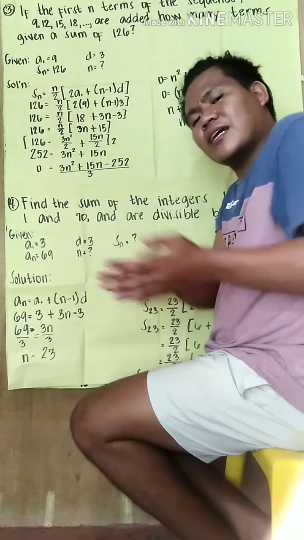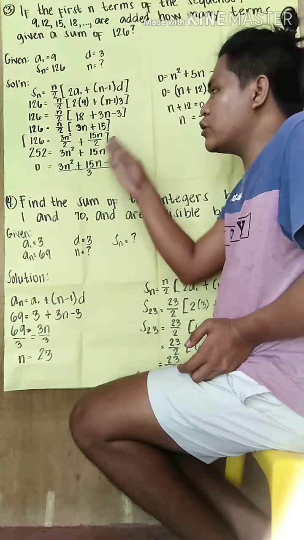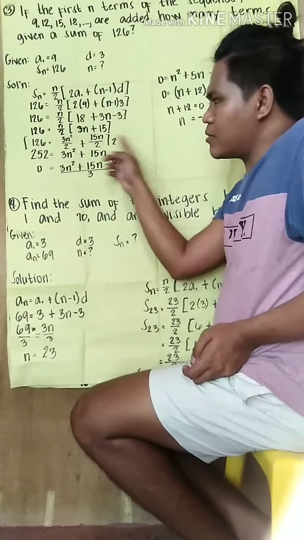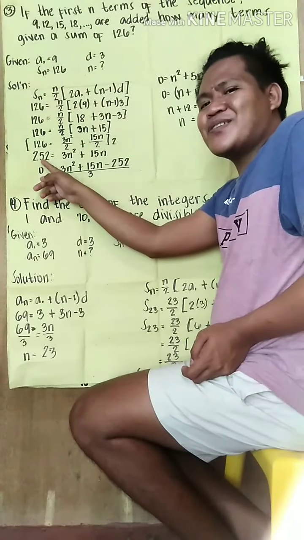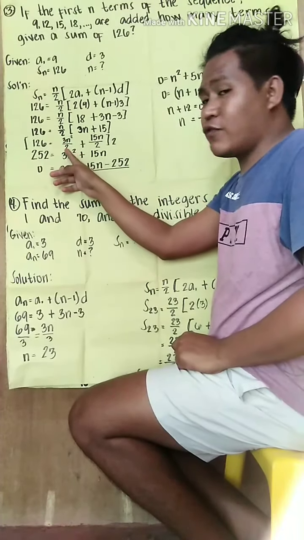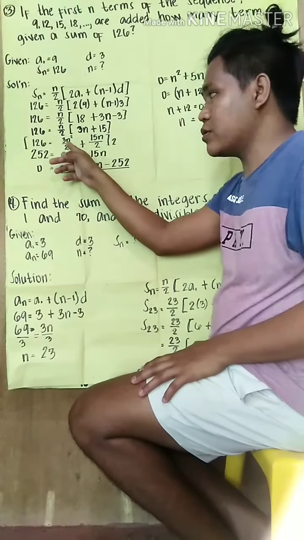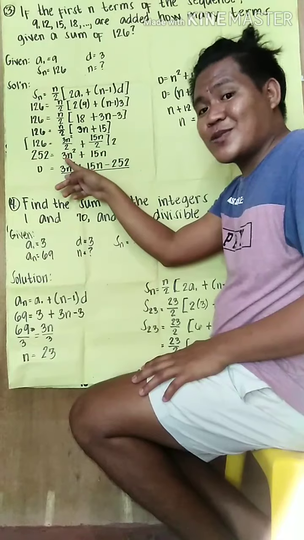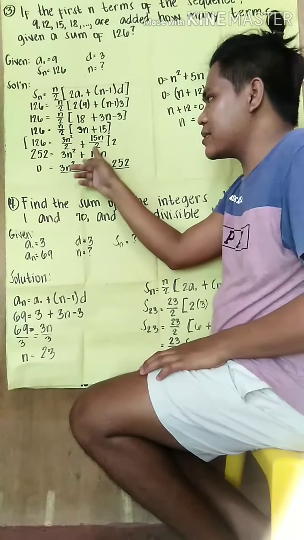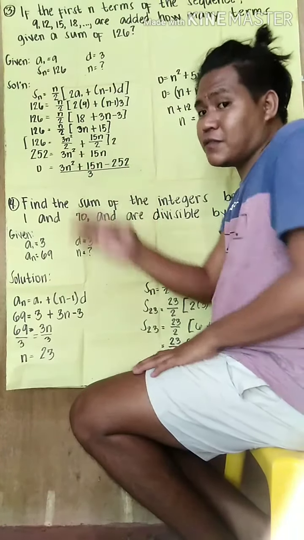So multiply both sides by 2. It is the multiplication property of equality. Whatever you multiply on the left side, just multiply on the right side. So 126 times 2 is equal to 252. You got it right. So 3n squared over 2 multiplied by 2 simply cancels out the 2. So the remaining term is 3n squared. Same thing with the 15n over 2. Just cancel out the denominator. So the remaining term is 15n.